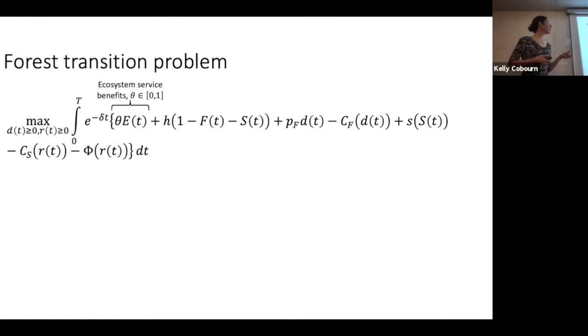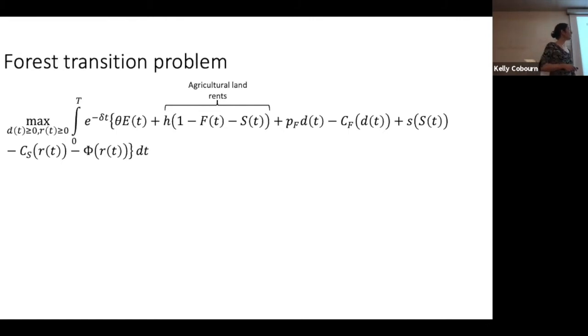The way that we're using the parameter theta is to look at the degree to which a regional land manager captures or takes into account the rents accruing from ecosystem services. So a theta of 0 would mean that your local or regional land manager is not taking into account at all those ecosystem service benefits. A theta of 1 would mean that they're fully captured at the local or regional scale.